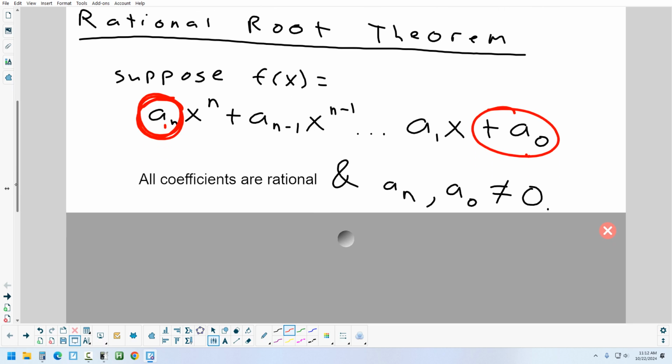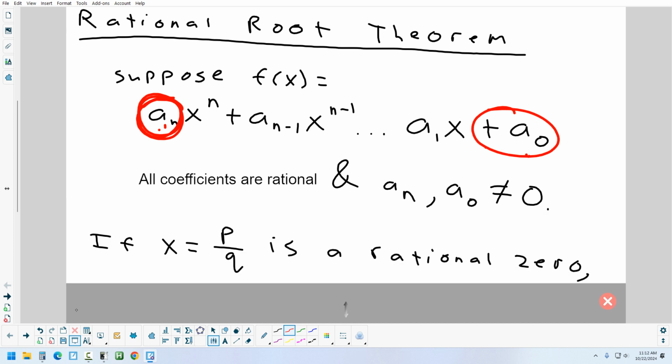So what do you do with the two things circled in red to find where the graph crosses the x-axis, to find the roots? Well, first of all, if it's going to cross at a number that's a fraction, it could be written like that. I'm going to represent the top number in my fraction as the letter P and the bottom number as the letter Q.